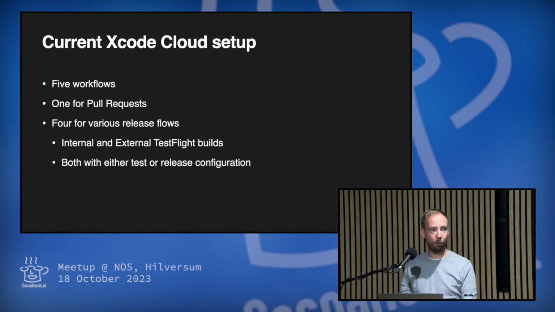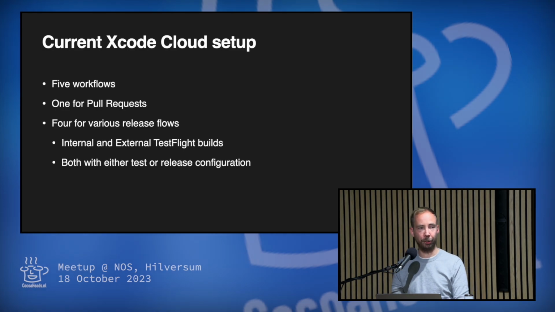So I've told you a bit about our Xcode Cloud setup. We actually have 5 workflows for our app. One for pull requests, which I showed you earlier. We just have a trigger that works on the pull request. And then we have 4 for our release flows. One for internal TestFlight builds that only goes to us. One for externals that also go to the newsroom, for example. And both are either with test or release configurations. So we can say in our workflow which of these configurations the app should connect to.